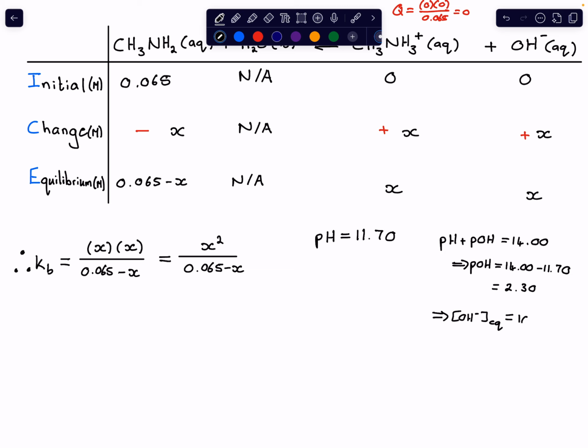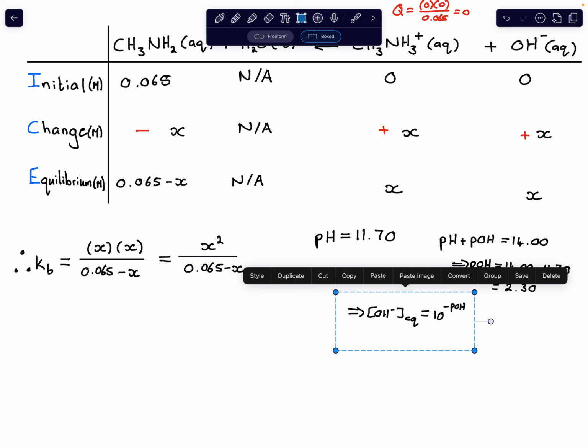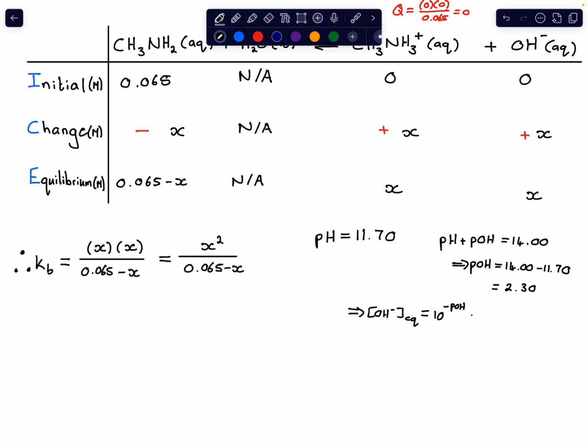So that means the hydroxide ion concentration is equal to 10 to the power minus the pOH. And maybe I just need a bit more space here. I'm just going to move that to there. So this is equal to X, because it's the hydroxide ion concentration at equilibrium. And this is equal to 5.011, keep all the numbers, times 10 to the negative 3 molar. All right, but we can plug that now into X.